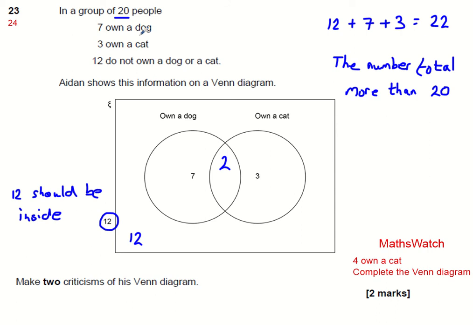Which means that with 7 people owning a dog, that would be 2 people who own both, and 5 who only own a dog, and 3 people own a cat, so that'd be 2 people that own a cat and a dog, and just 1 person that only owns a cat. If you look at these numbers in blue now, 12, 5, 2 and 1, that now totals 20. That would be a fully correct Venn diagram.